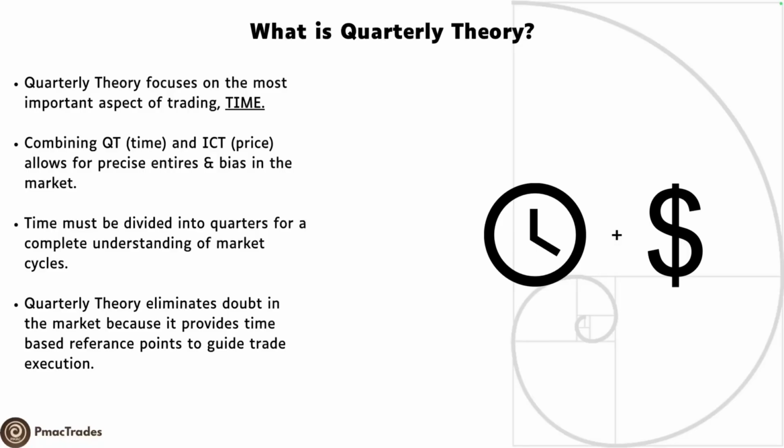So time must be divided into 4 quarters for a complete understanding of market cycles. Quarterly theory eliminates any doubt in the market because it provides time-based reference points to guide trade execution. So with quarterly theory, you will never be guessing where the market wants to go and will have a set time and set conditions that you know you should be looking for when trying to enter a trade.